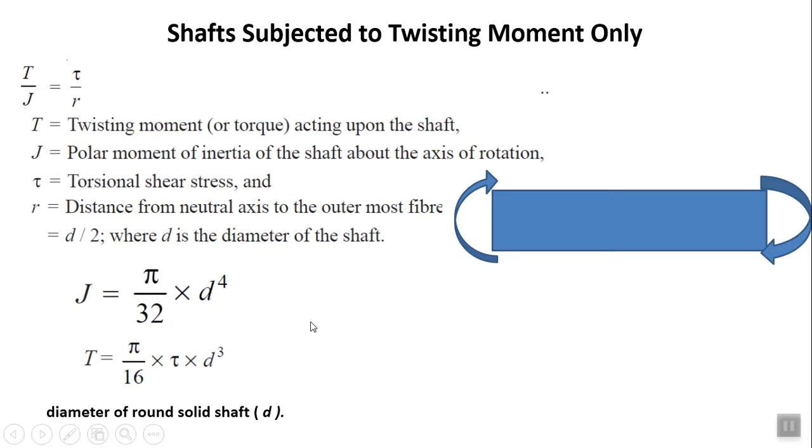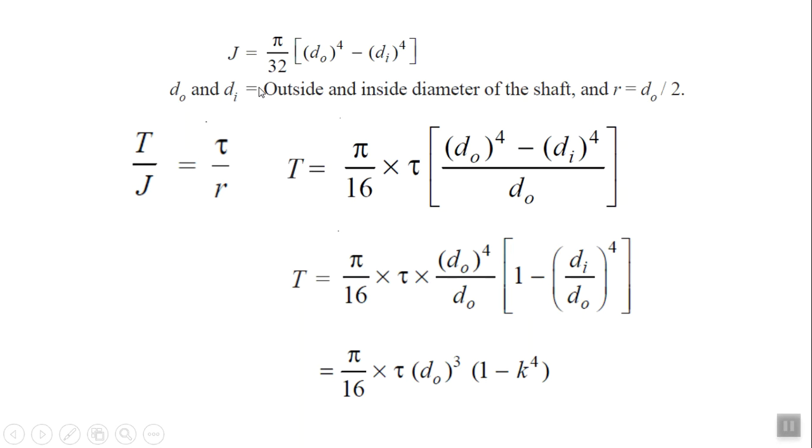Now the second question comes into the picture over here. If the shaft is hollow, then for a hollow shaft what should be done? Obviously its polar moment of inertia will change. Capital J is equal to pi by 32 into d outer raised to 4 minus d inner raised to 4, because d outer and d inner are the outside and inside diameters of the shaft, and R is equal to dO by 2. Now let us keep this value into the equation T by J is equal to tau by R. So ultimately we can get T is equal to pi by 16 tau into (dO raised to 4 minus dI raised to 4) divided by dO.